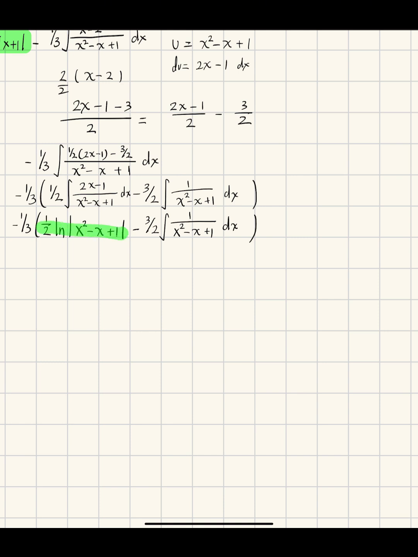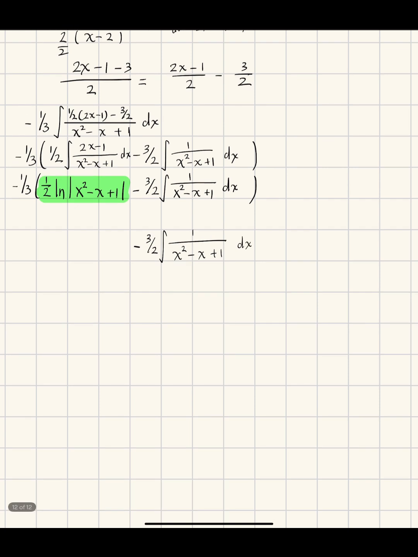And that is going to be the last integral we're trying to solve. Okay, now we are going to bring the integral down, negative 3 over 2, in the integral of 1 over x squared minus x plus 1 dx. So what we're going to do right now is try to complete the square for the denominator. So x squared minus x plus 1 is going to equal x plus 1/2, sorry, minus 1/2 squared.